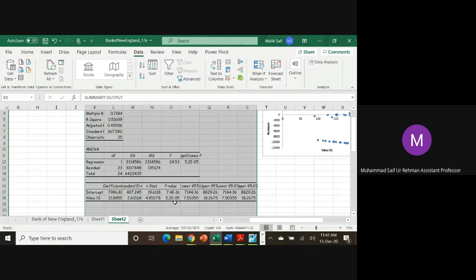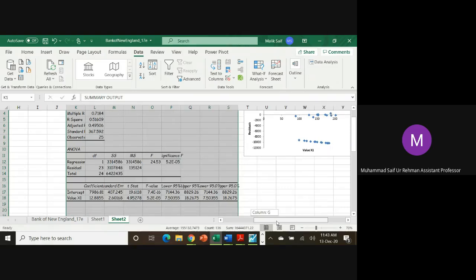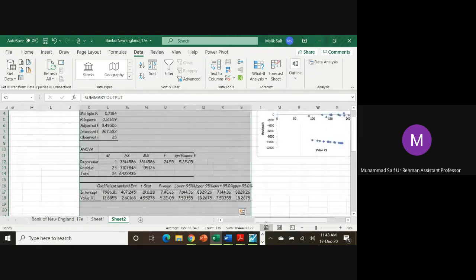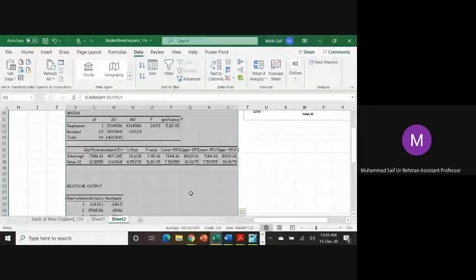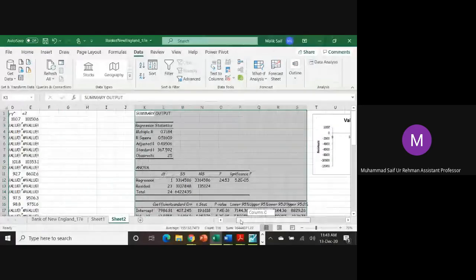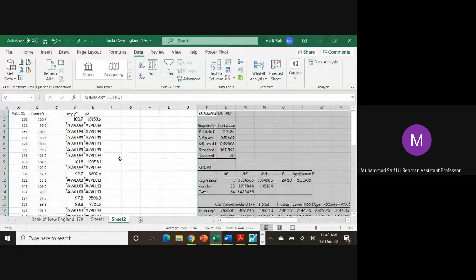Rejection of the null hypothesis, what does that mean? That means there is a relationship. The alternate hypothesis will be accepted. What's wrong with this? What is this value? Is there anything wrong?